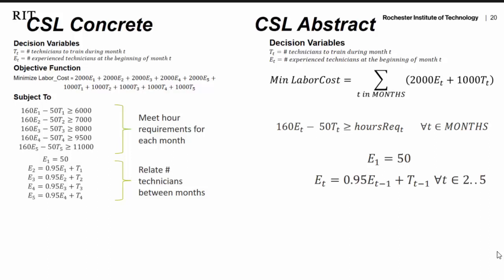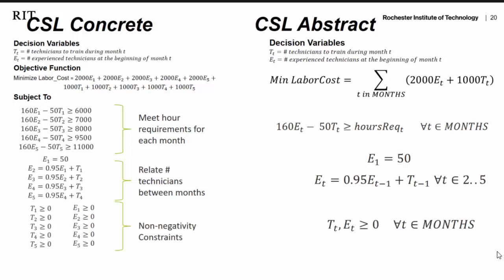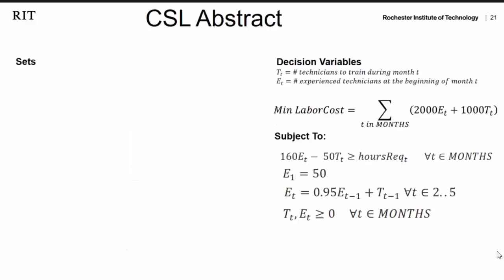So that first chunk basically says 95% of our experienced technicians stay on. And then we're going to add to that the number of people we trained last month, so the number of people we trained in T minus 1. And we have one of these constraints for each of our months starting in month 2 through 5. And then we have our non-negativity constraints, which could just be represented as T sub T and E sub T are both greater than or equal to 0. And we have one of those non-negativity constraints for all T that are elements of months.